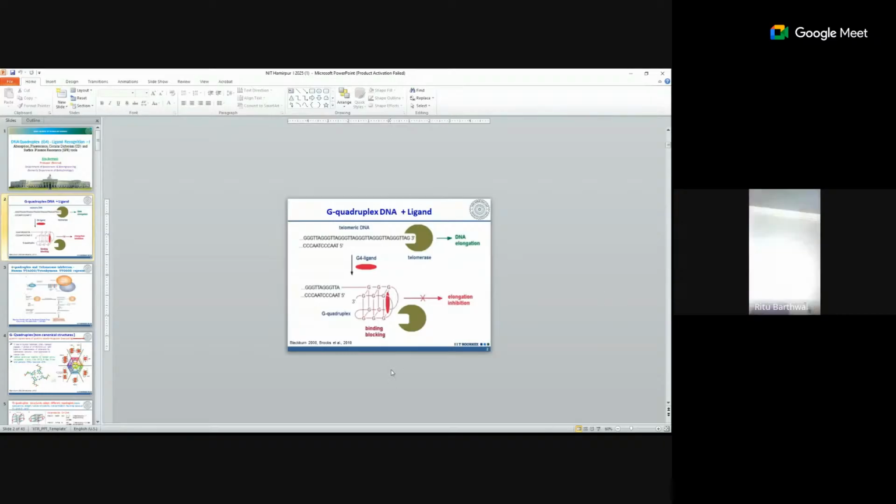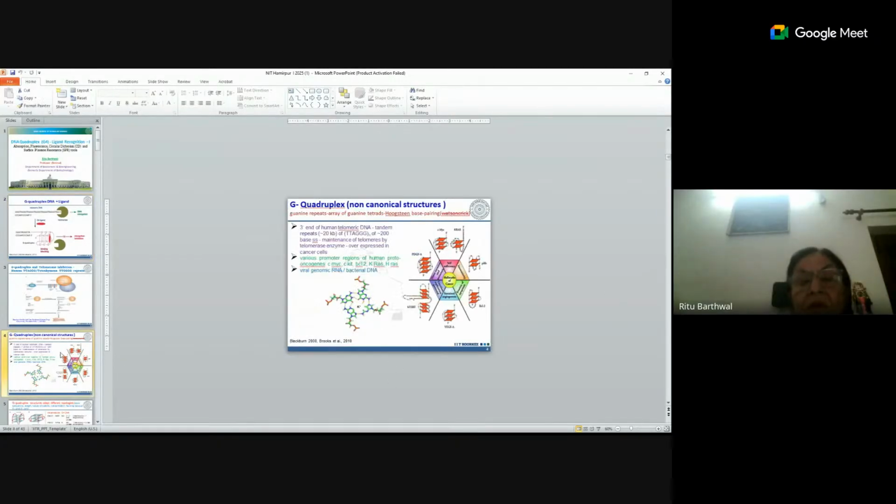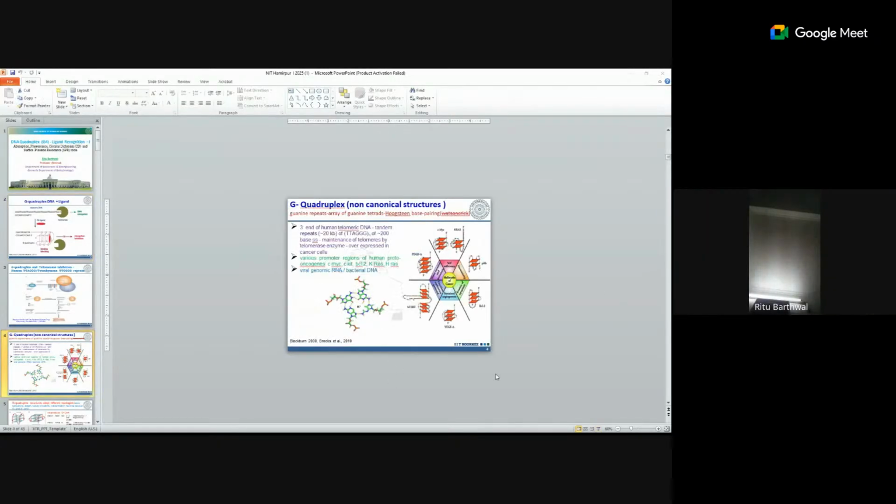Slide number 4. So where did we find it? Originally we found that 200 base single strands are there, and this maintains the telomeres by the telomerase enzyme, which is overexpressed in cancer cells. In slide 4, you can see it was found that there are many promoter regions of human proto-oncogenes in which it is found to be there.